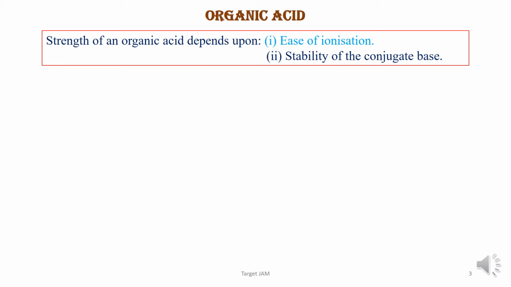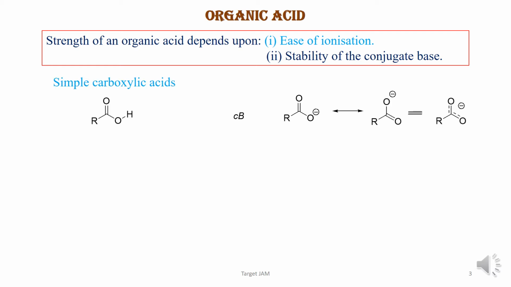Now, the strength of an organic acid depends upon ease of ionization, that means how easily it gets ionized. And the next point is stability of the conjugate base. For a simple example, take a normal carboxylic acid. When it loses one proton, the conjugate base, that is the carboxylate ion, is stabilized by conjugation.